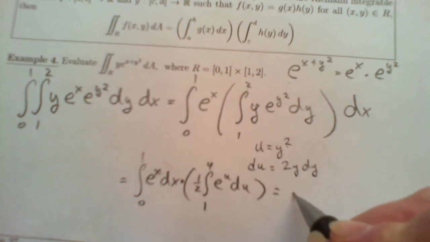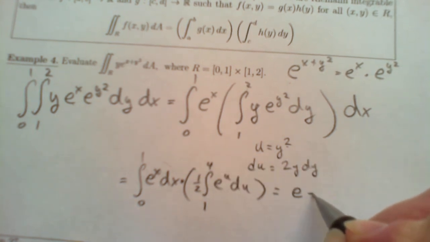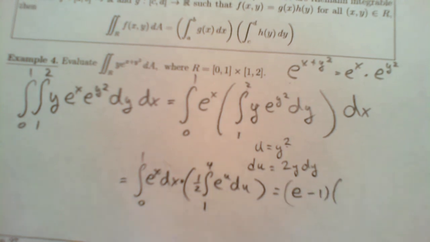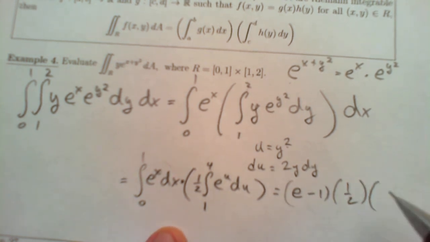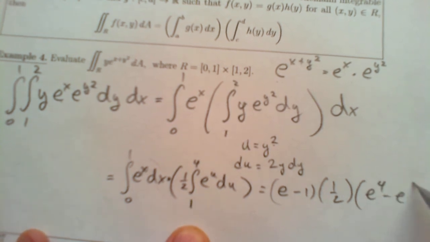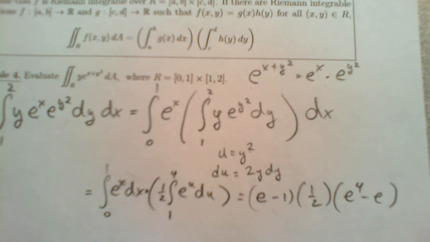When you evaluate it, you're going to have e minus e evaluated at 0, which is 1. Now on the back, I have that 1/2, and then I'm about to have e to the 4 minus e. So that's the end answer for that one.